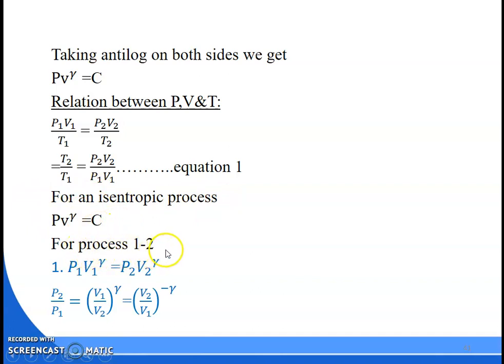So for process 1 to 2, I can write P1 V1 to the power gamma is equal to P2 V2 to the power gamma. So what is your P2 by P1? P2 by P1 is equal to V1 to the power gamma divided by V2 to the power gamma. So I can write (V1 by V2) to the power gamma. Okay. So if I reverse this one, what is your V2 by V1? V2 by V1 to the power minus gamma. Clear? So that is your P2 by P1 we got, that is (V1 by V2) to the power gamma, or that is equal to (V2 by V1) to the power minus gamma.